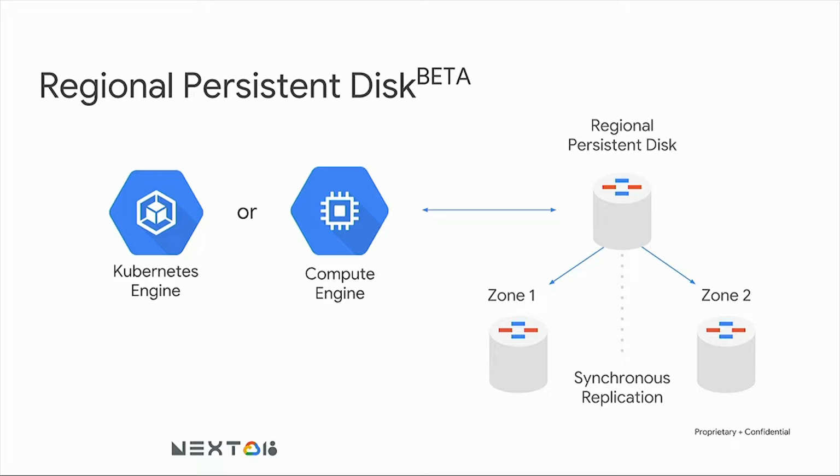One thing to note, regional persistent disk has all the performance of a persistent disk other than write bandwidth. Write bandwidth is halved because you're writing the data to 2 places, but otherwise the performance is exactly the same.